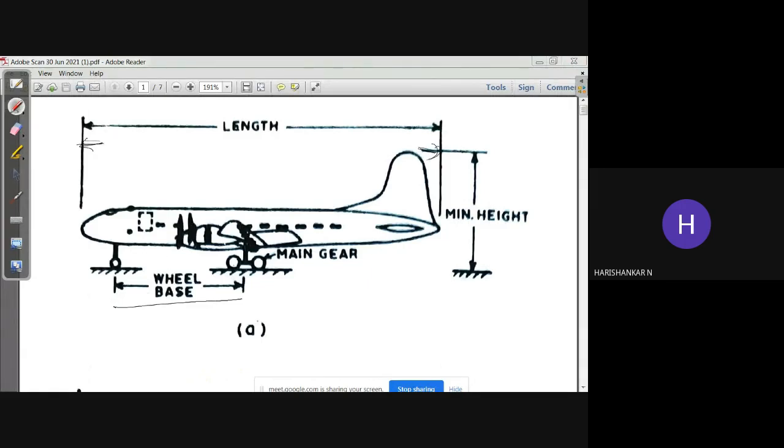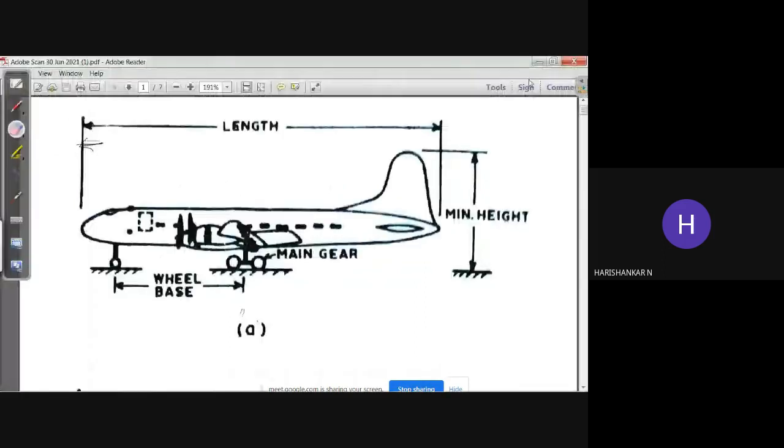And what about the wheelbase? Just like in automobiles, you measure from the front wheel midpoint to the midpoint of the back wheel. If the rear wheel is a combination, a wheel configuration, then the center of mass or center of gravity of the wheel configuration should be taken for measuring the wheelbase. That you should understand. Minimum height should be taken from the ground level to the tip of the tail. So these are the external visible dimensions of the aircraft.